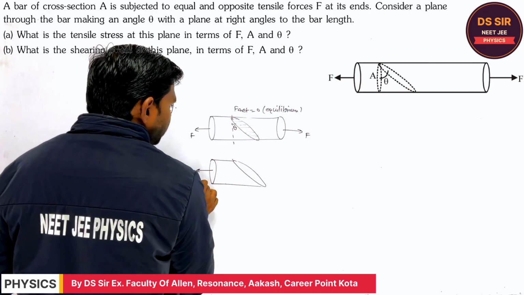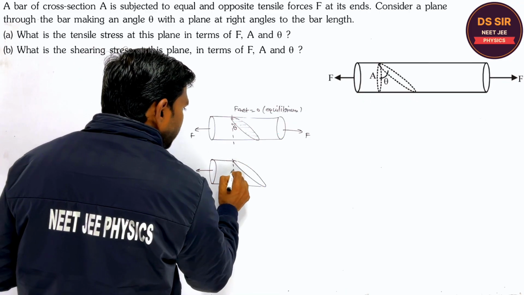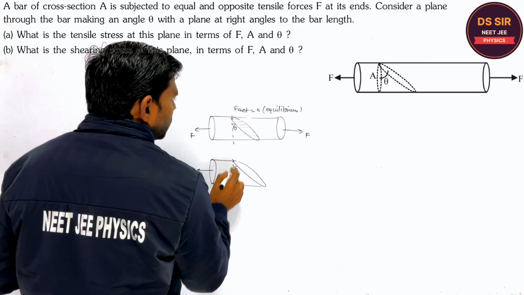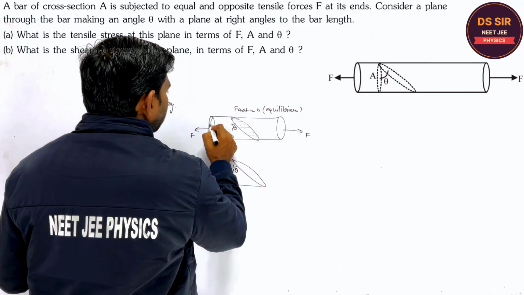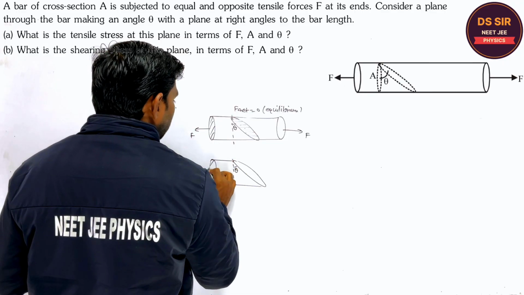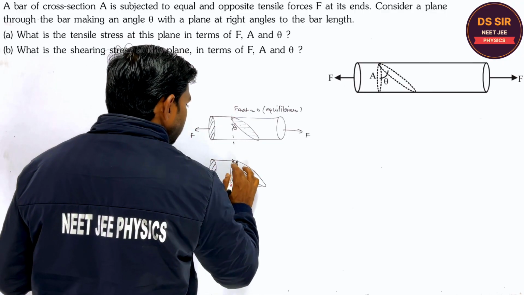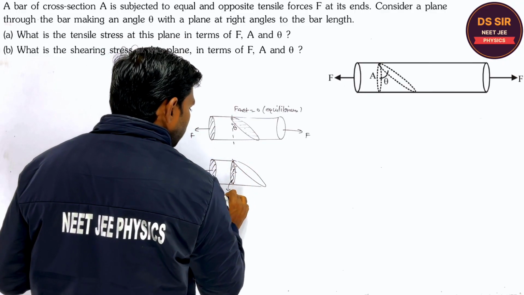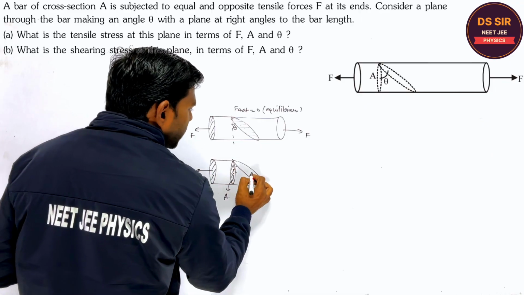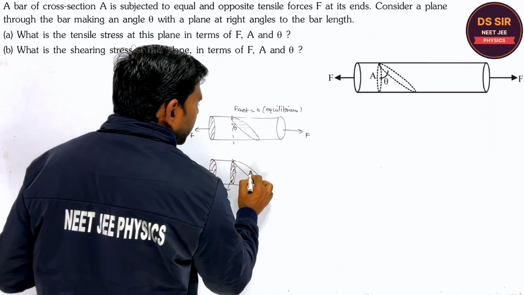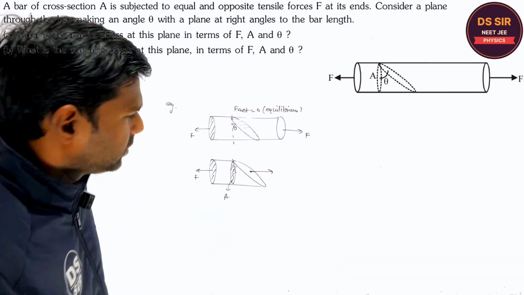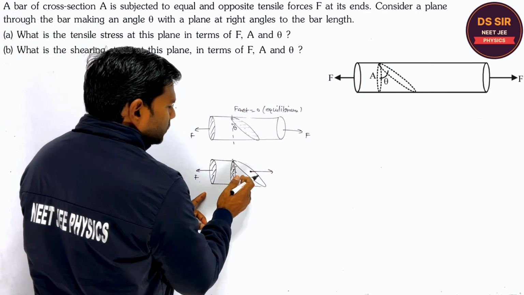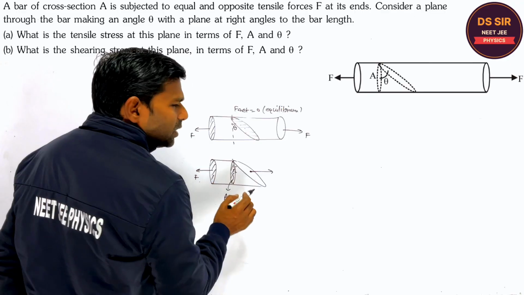If the force F is acting and this portion is in equilibrium, listen to one more thing: the area of cross section is A. Are you getting or not? So if it is in equilibrium, what should be the force applied on this remaining part, the leftmost section? What should be the force?